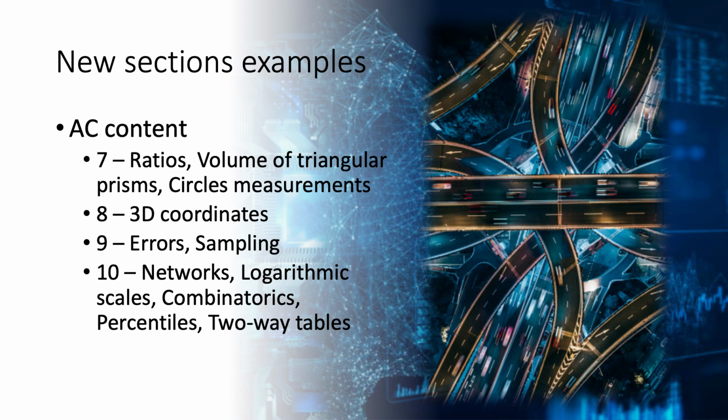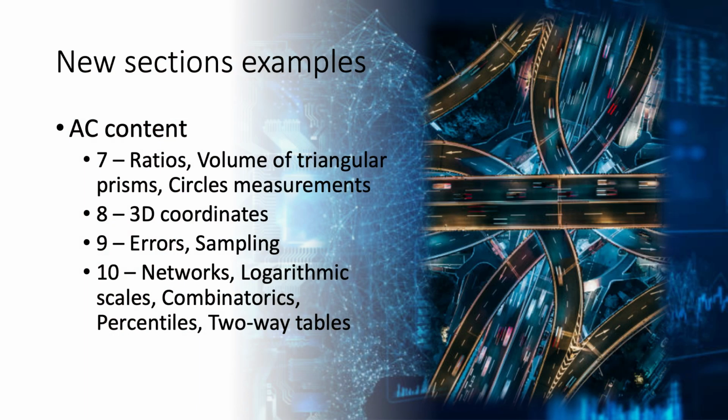we have a little bit more on ratios, which is stronger in the new Australian curriculum in Year 7. It's now clearer that ratios is to be covered in Year 7. Volume of triangular prisms, it's clear that has to be in Year 7, as well as all the things to do with circles and circumference and introduction to pi and so on.